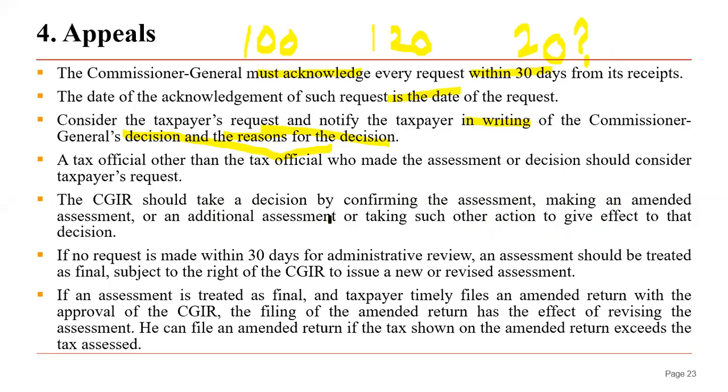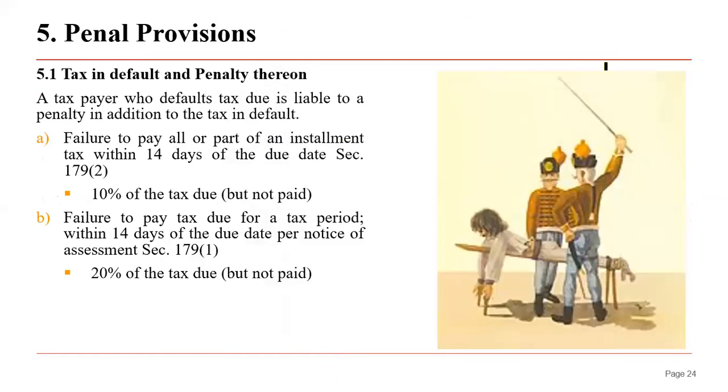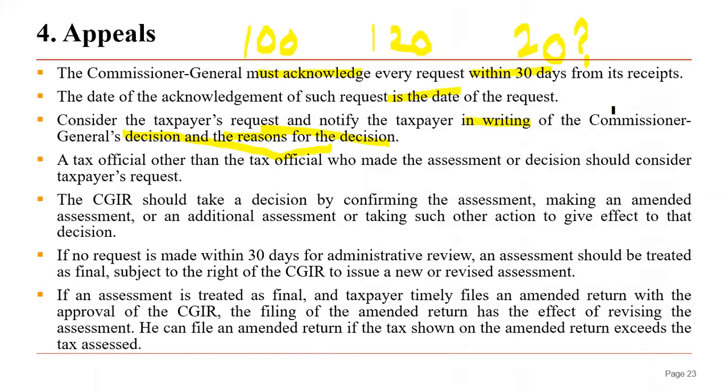The Commissioner General totally has power to do the finality, because he can increase this 20 million or decrease this 20 million. He can even cancel the assessment. So the Commissioner General has powers to make an additional or amended assessment, or confirm the assessment. This 20 million the taxpayer needs to pay anyway, or the Commissioner General increases or reduces it.